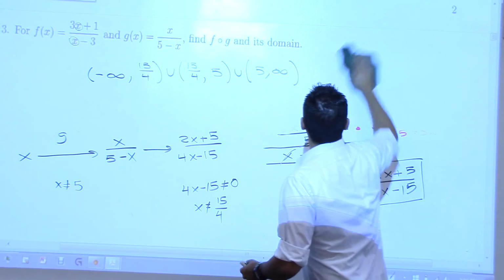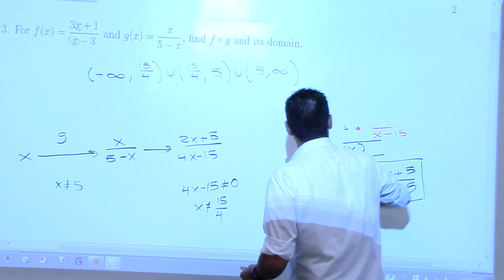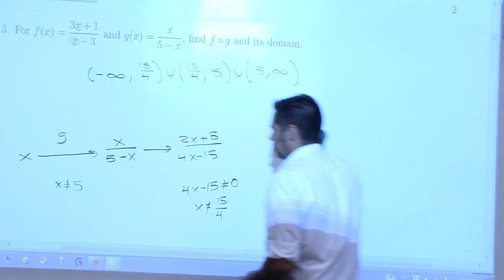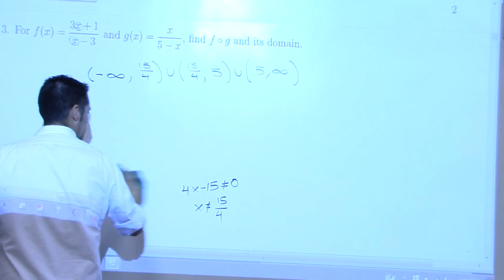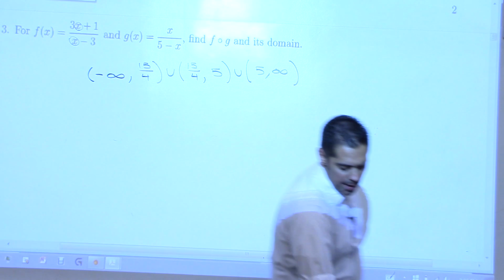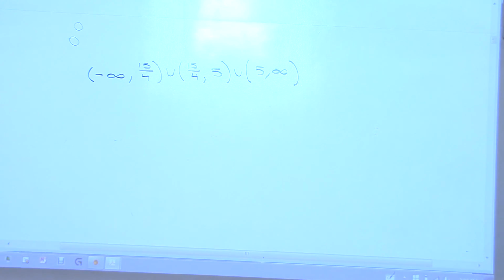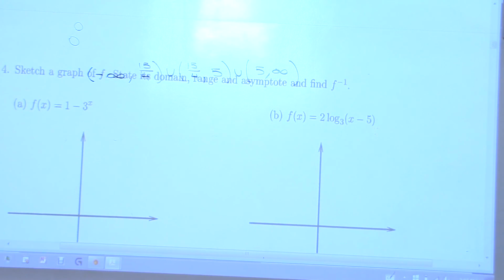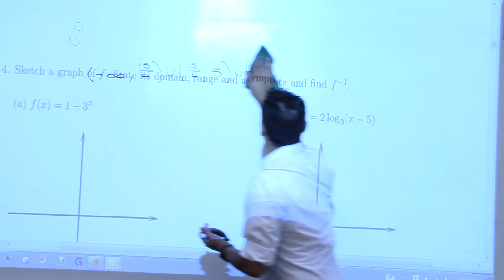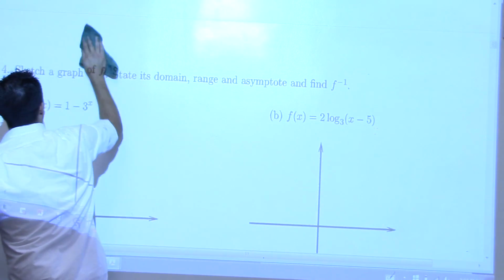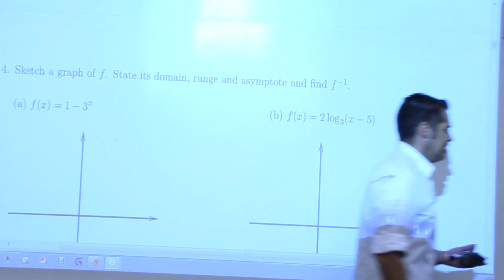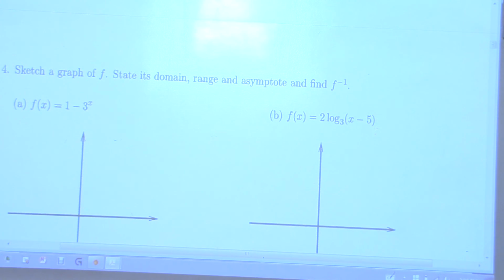All right. So y'all felt okay with that? Yeah, that one is fairly straightforward. You just got to be careful with that algebra in there. All right, next one. Sketch the graph, state its domain, and find its inverse. I would only want you to sketch the graph.